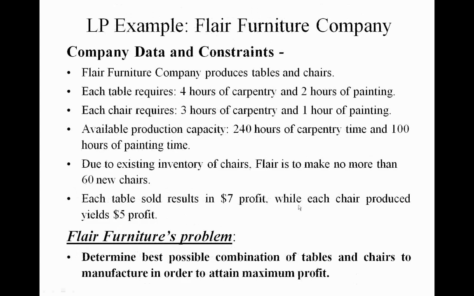Okay. Now let's look at an example problem over here. This furniture company produces 2 products, tables and chairs. Okay, each table requires 4 hours in carpentry and 2 hours of painting, and each chair requires 3 hours in carpentry and 1 hour of painting. Of course, there are 240 hours available in carpentry and about 100 hours of painting time available. Now, due to the existing inventory of chairs, the company doesn't want to produce more than 60 new chairs.